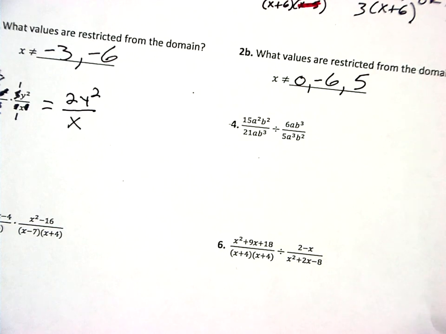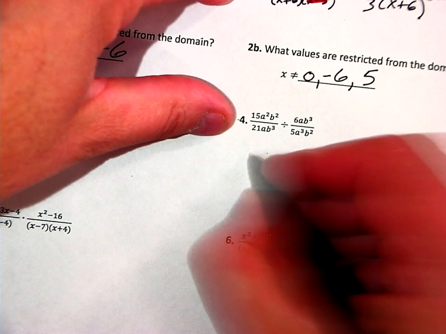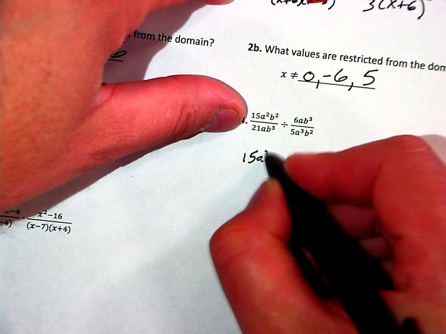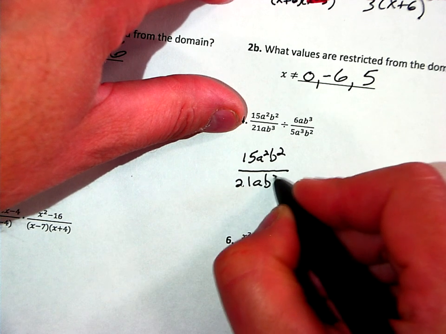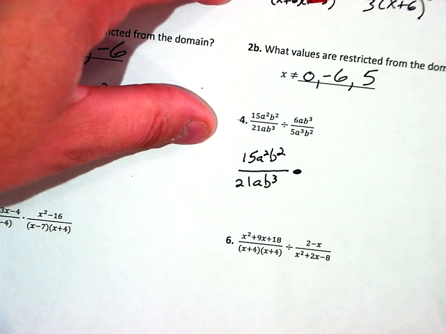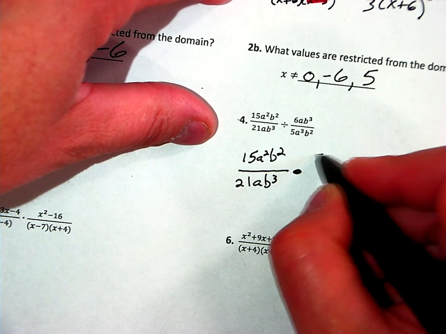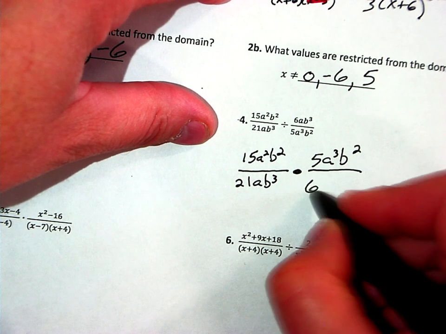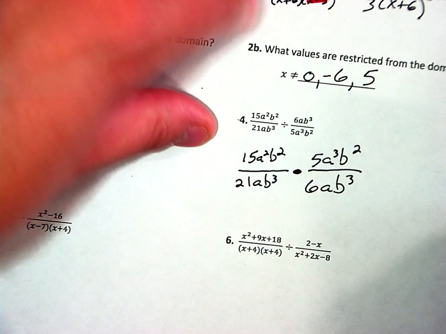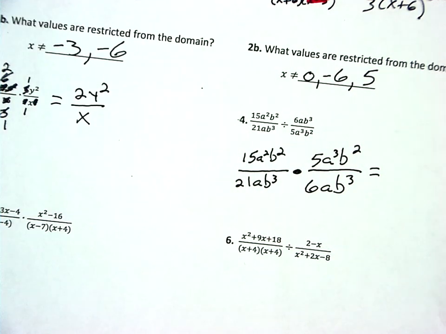All right, number 4 is a division problem. So we have to keep it, change it, flip it. So I'm going to do 15a squared b squared over 21ab cubed times, and now I swap it, 5a cubed b squared over 6ab cubed. Once again, you can either cancel first, you can cancel now, or you can multiply straight across. It really doesn't matter.